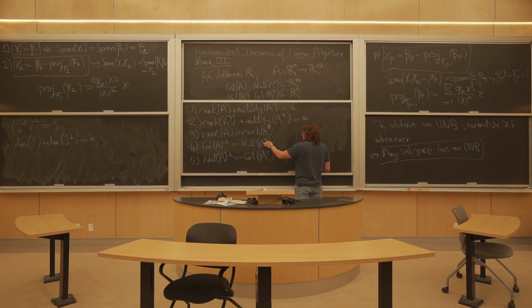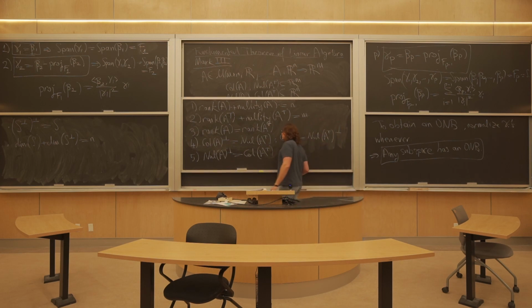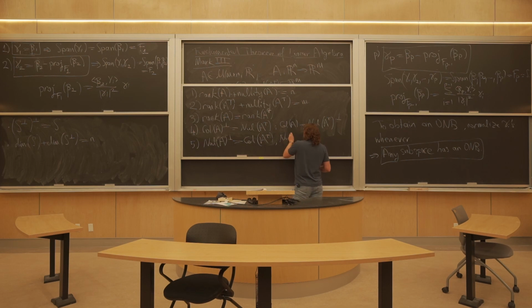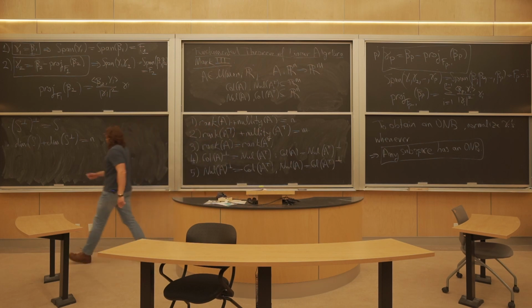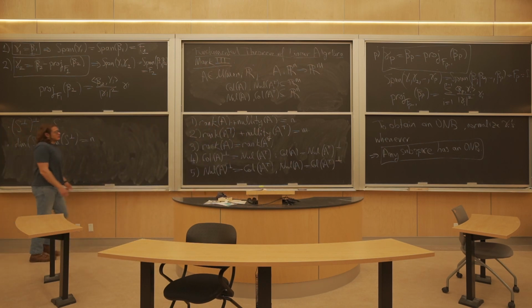Null space of A transpose perp equals column space of A, and null space of A equals column space of A transpose perp, using essentially this idea over here. What else?